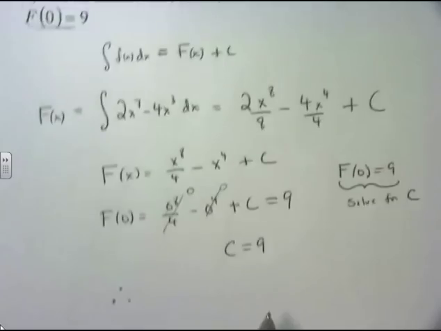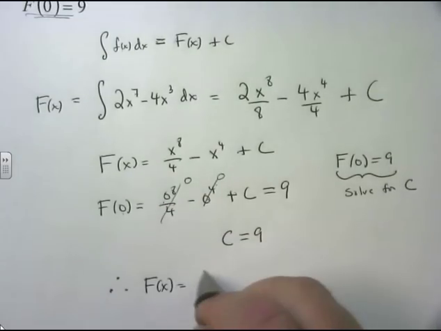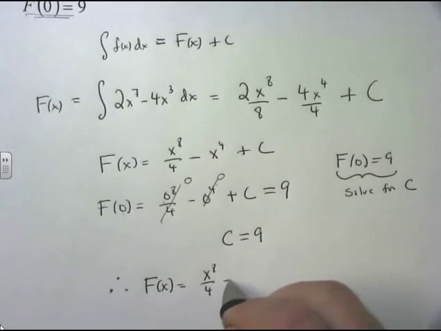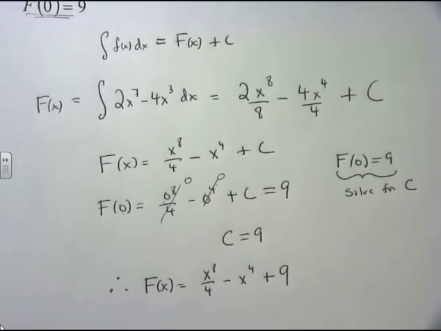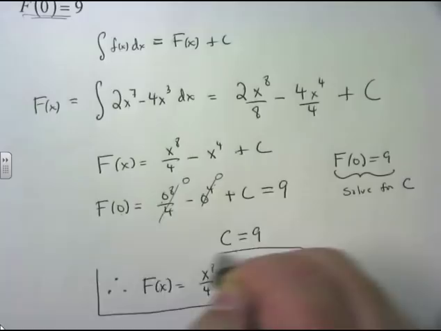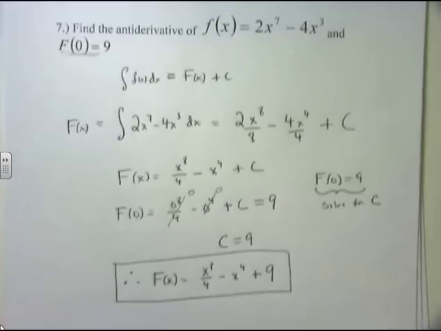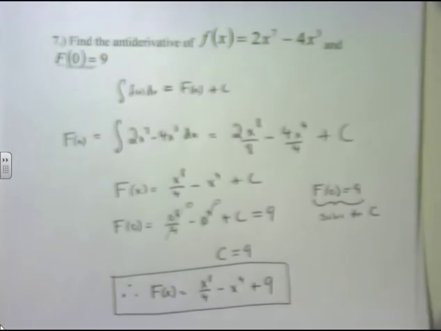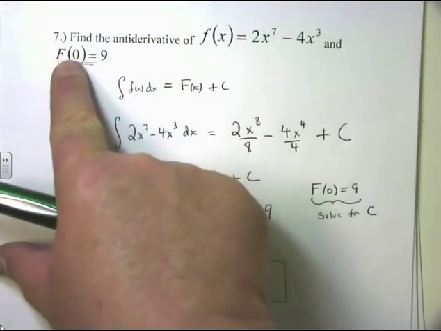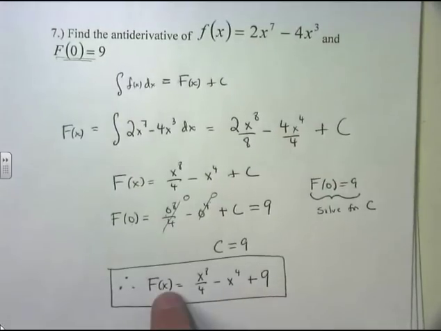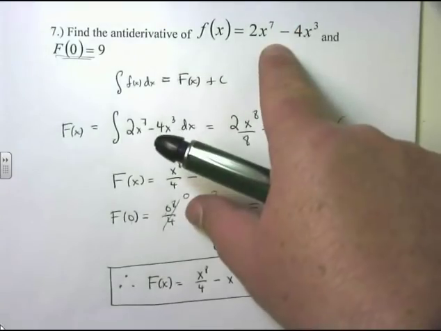Therefore, your final solution is f of x equals, what was my function? It was x to the 8th over 4 minus x to the 4th plus c, but c is 9. This is the particular antiderivative of this particular function that goes through the point f of 0 equals 9. When I plug in 0, I get 9, and when I take the derivative of this guy, I'm going to get 2x to the 7th minus 4x cubed.